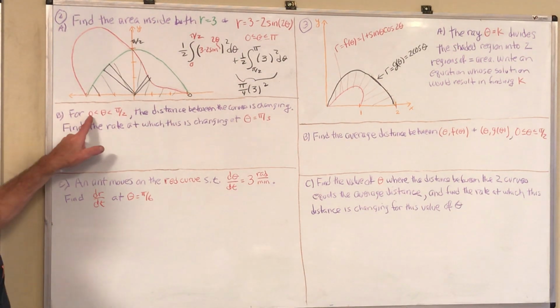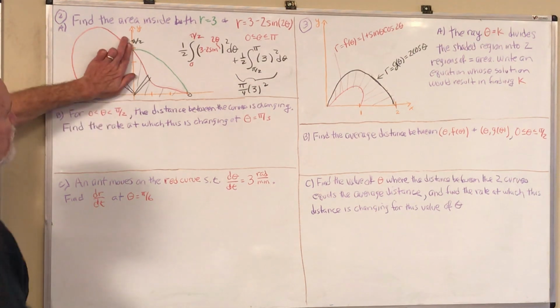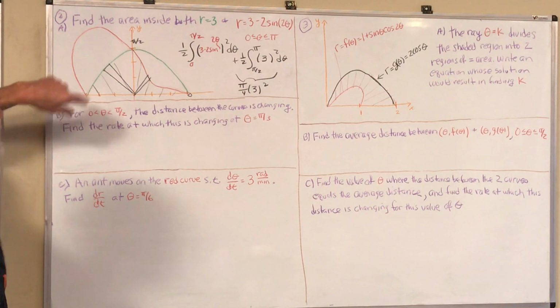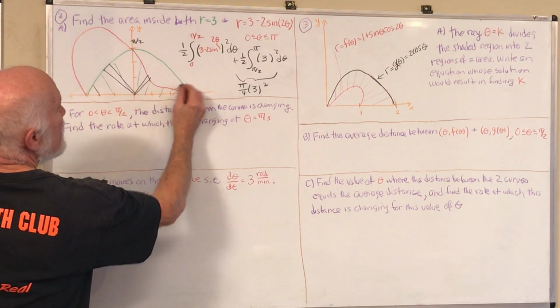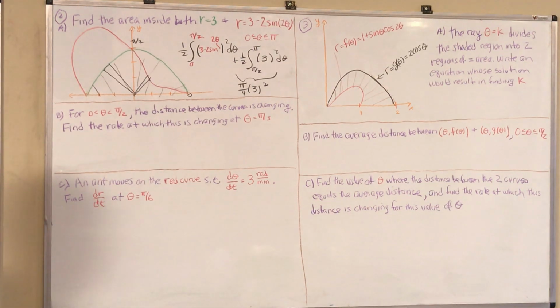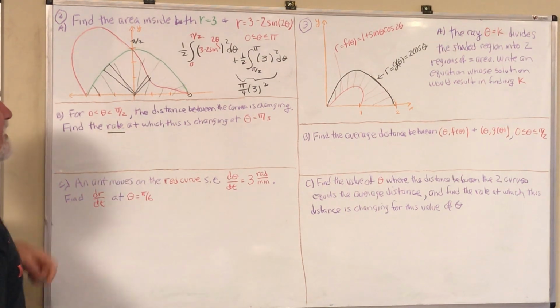Now it says, from 0 to pi over 2, so we're just looking in the first quadrant, the distance between the curves. As you can see, the distance is changing. Find the rate at which that distance is changing. So when you see rate, you think derivative.